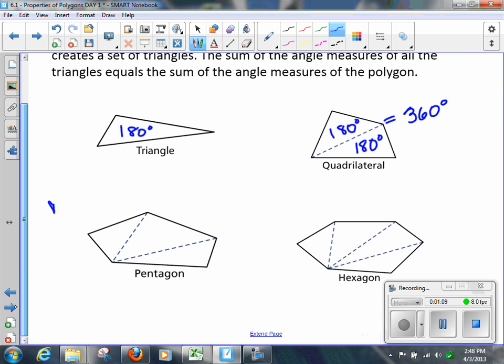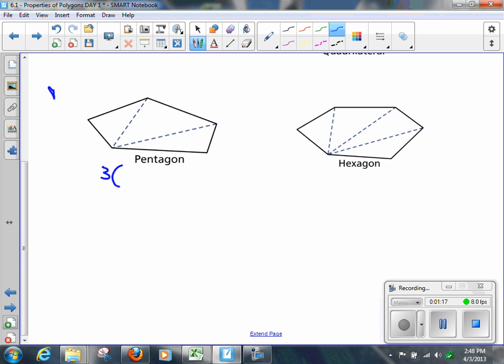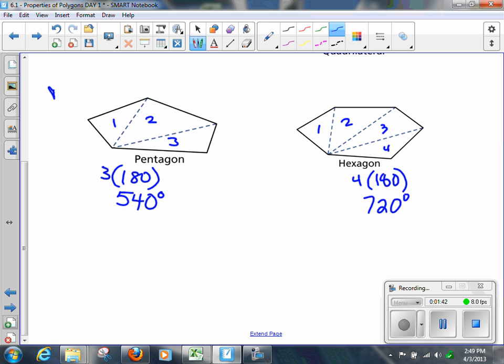Look at the pentagon. How many triangles? 3. There are 3 times how many degrees? 180. Which is 540 degrees, right? Can we do the same thing for a hexagon? How many triangles? 4. 1, 2, 3, 4. 4 times 180, which is what? 720.